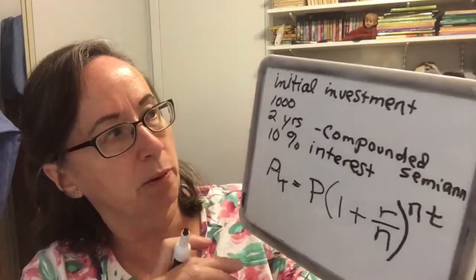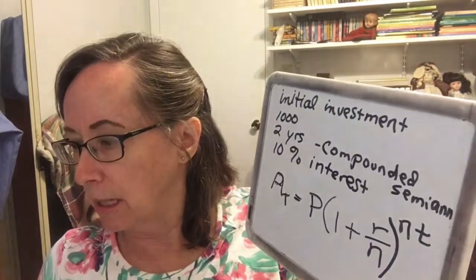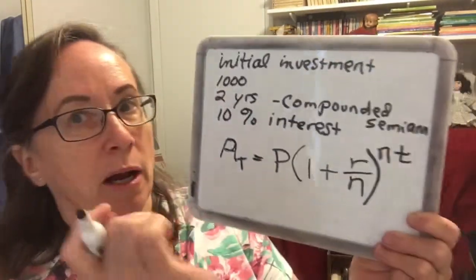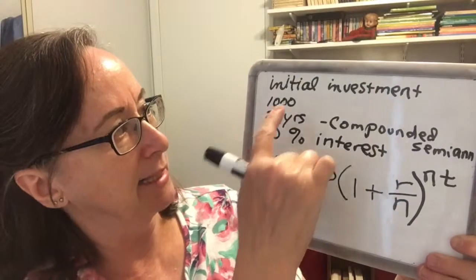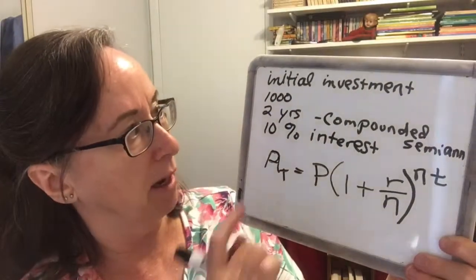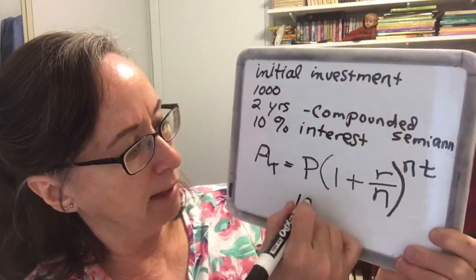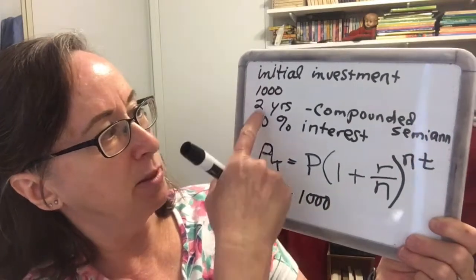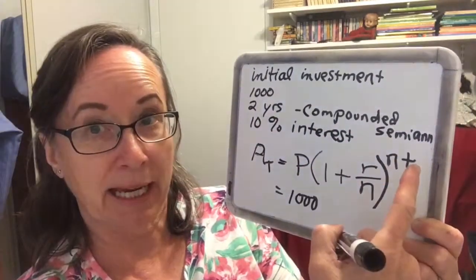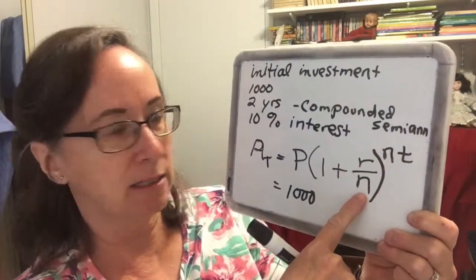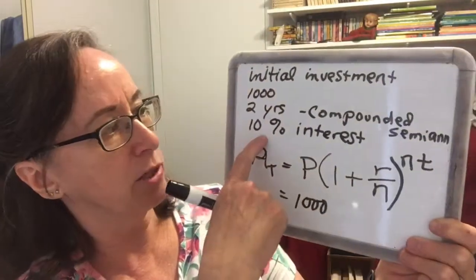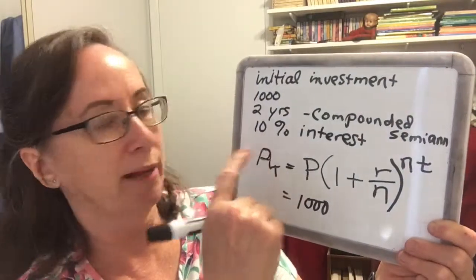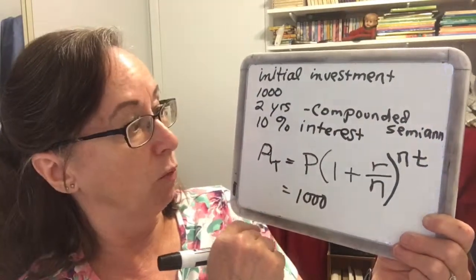So now we're doing a problem, which is number 15 in your PowerPoint problems, that has an initial investment of 1,000. So our 1,000 here is going to be our principal, and our time is 2 years compounded semi-annually, so our n is going to be 2. Our interest rate is 10%, so we're going to write that as 0.1.